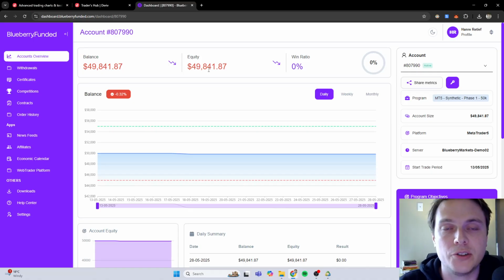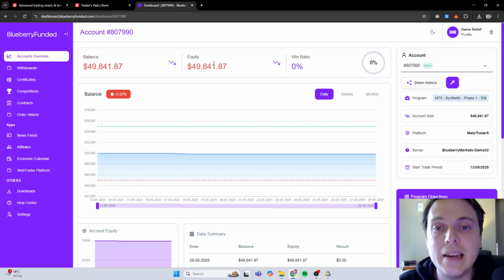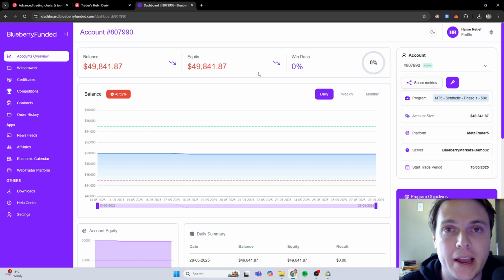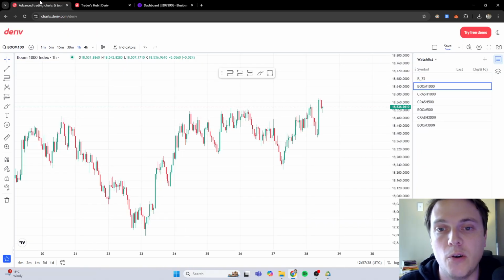I currently have a $50,000 Blueberry funded phase 1 account. I took a very small trade just to see how the spreads and all those things are before going into the account full force. So guys, I am ready to take trades with you, so that you can follow along and see how I analyze and how I do it. I also have my indicator ready on my Blueberry funded account so that we can check how the indicator works as well. But I'm going to first start off with the Riv.